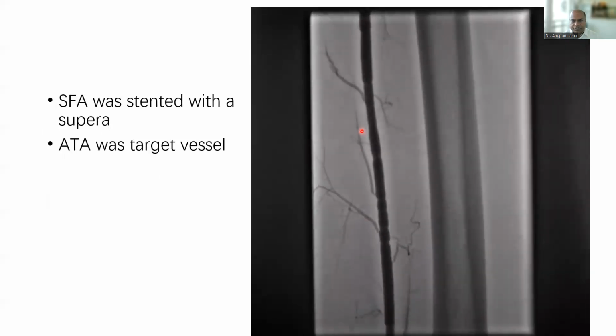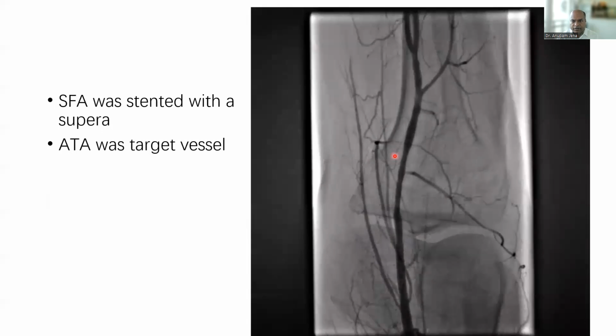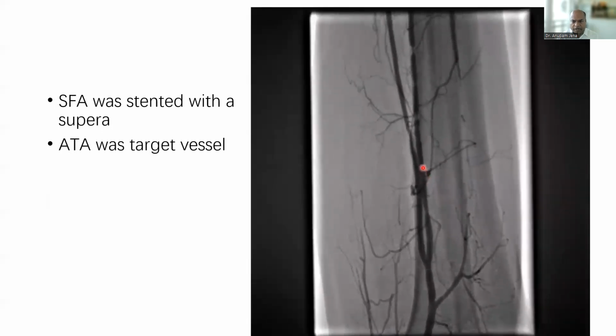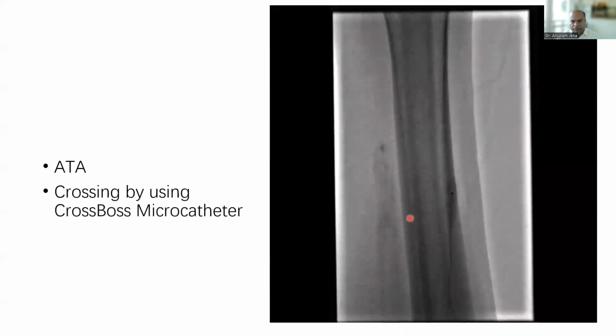So first, we treated the SFA disease. We implanted a Supera stent, and then our target vessel was the anterior tibial artery in this case. However, as we see, the lesion in the anterior tibial artery is a very long lesion. So here, I actually used a novel method.